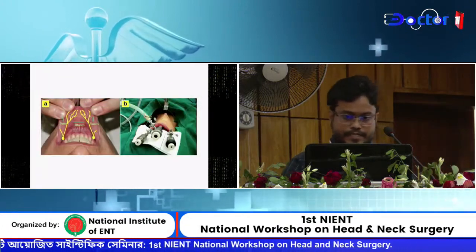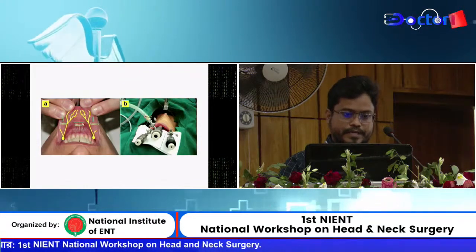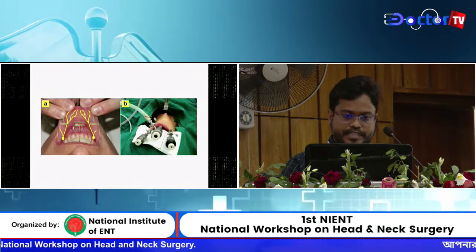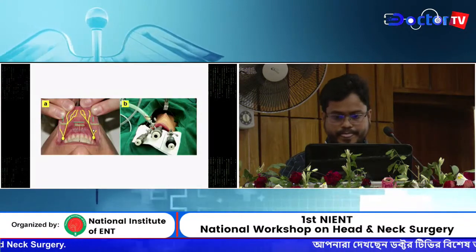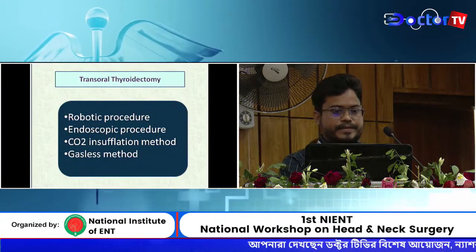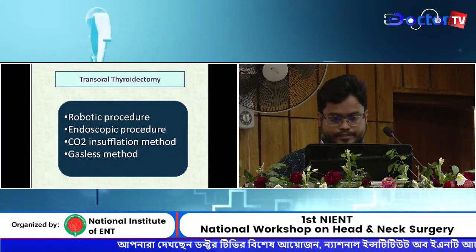And this is the site of the ports: a midline 10 mm port for the camera, and two lateral 5 mm ports just lateral to the canine teeth to avoid injury to the mental nerve. Transoral thyroidectomy can be robotic or endoscopic, with the carbon dioxide insufflation method or the gasless method.